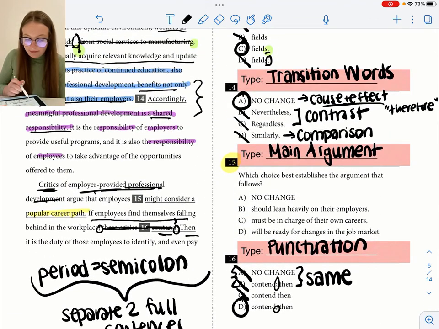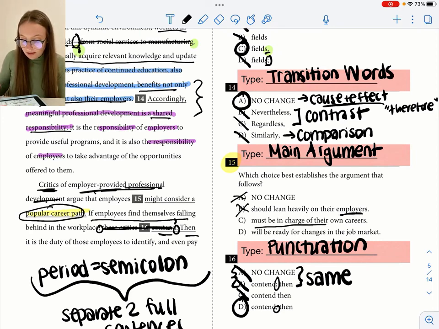So let's start with A. Never talks about a popular career path, so that's not going to work. They should lean heavily on their employers. Well, people who criticize that would say the opposite. So choice C is actually the opposite, that they must be in charge of their own career, so that sounds good. D, will be ready for changes in the job market. The critics aren't even talking about changes or adaptability in the job market, so it has to be choice C. Somebody who criticizes the employers basically giving their employees an education would say, actually the employees should be in charge of that themselves.